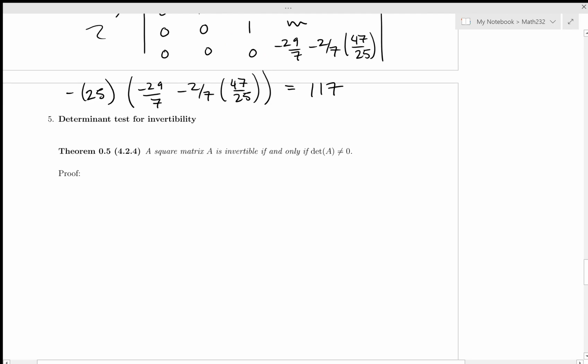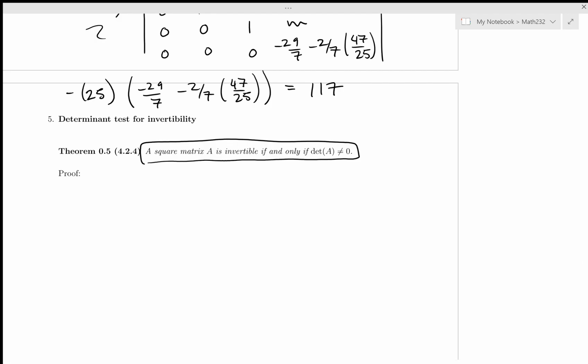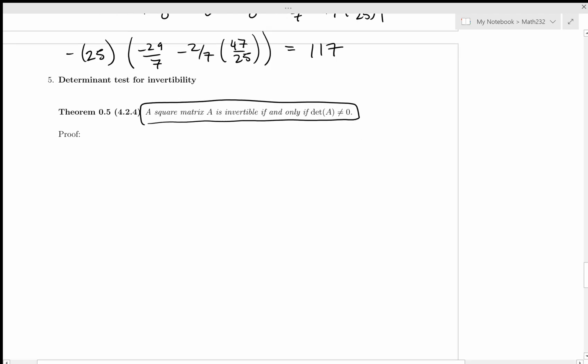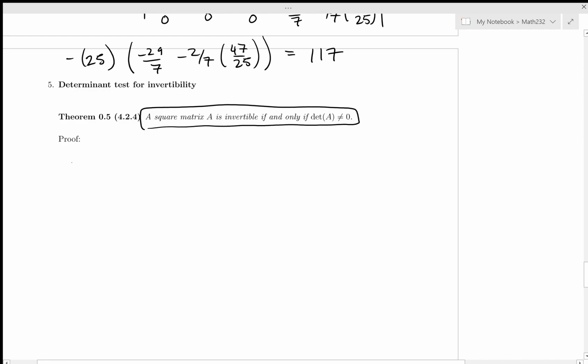Okay, determinant test for invertibility. So this is an important point. A square matrix is invertible if and only if its determinant is non-zero. So if we know the determinant, we already know whether or not the matrix has an inverse. Okay, so let us just prove that to ourselves. Let B be equal to the reduced row echelon form of A.